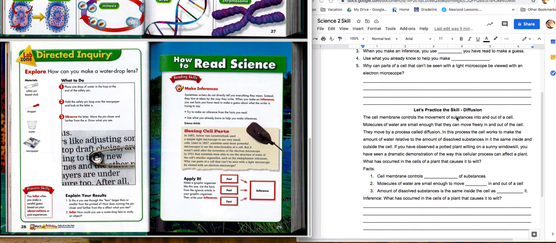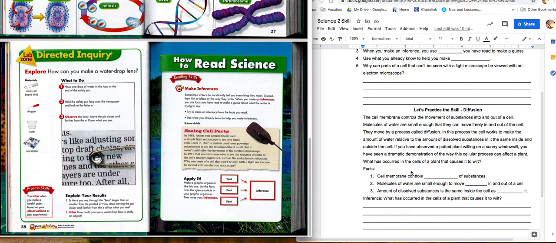The cell membrane controls the movement of substances into and out of a cell. Molecules of water are small enough that they can move freely in and out of the cell. They move by a process called diffusion. In this process, the cell works to make the amount of water relative to the amount of dissolved substances in it the same inside the cell as it is outside the cell. If you have observed a potted plant wilting on a sunny windowsill, you have seen this dramatic demonstration of trying to make things the same, of the way this cellular process can affect a plant.